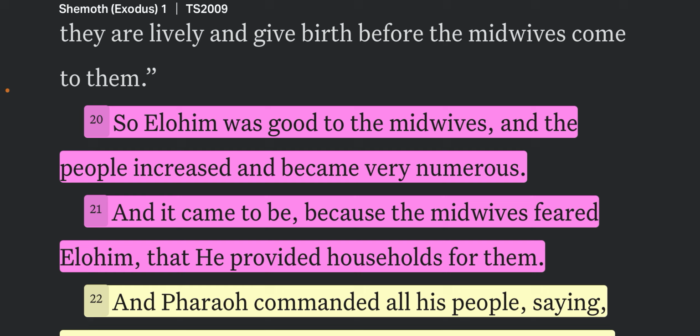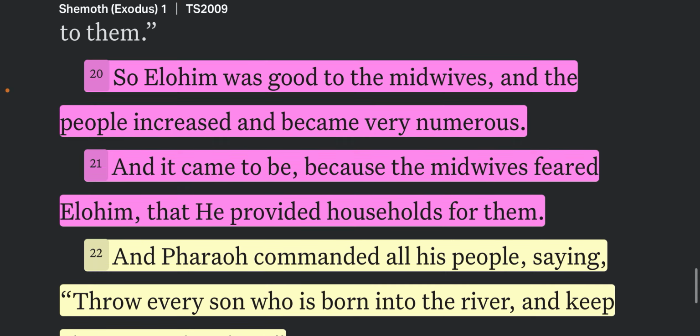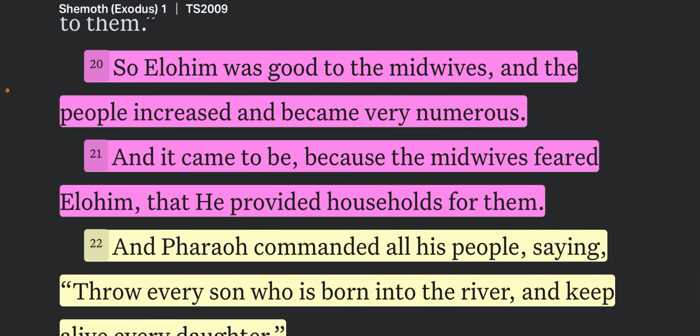But here we see the Creator's plan is for multiplication, and if He gives life, then He can guide us in terms of how to make our families sustainable. So by quietly disobeying and letting the boys live and using wisdom in their answer, the Hebrew midwives feared Elohim more than the king, and He rewards them with growth and households. And we see that in verse 21, where He provided households for them, right?